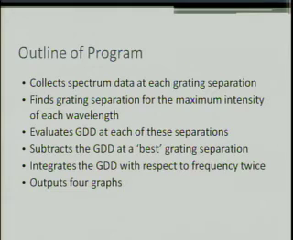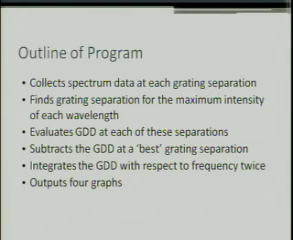The MIIPS algorithm follows the following steps. It first collects the spectrum data at each grating separation. The spectrum data consists of wavelengths and their corresponding intensities. It then finds the grating separation for the maximum intensity of each wavelength. It evaluates the group delay dispersion, or reference function, at each of these separations by calculating the equation. It then subtracts the group delay dispersion at a best grating separation. The best grating separation is the grating separation found during a previous MIIPS routine. If this data is not available, the best grating separation is then the median value of the possible grating separations. It then integrates the group delay dispersion with respect to frequency twice to find our initial pulse.